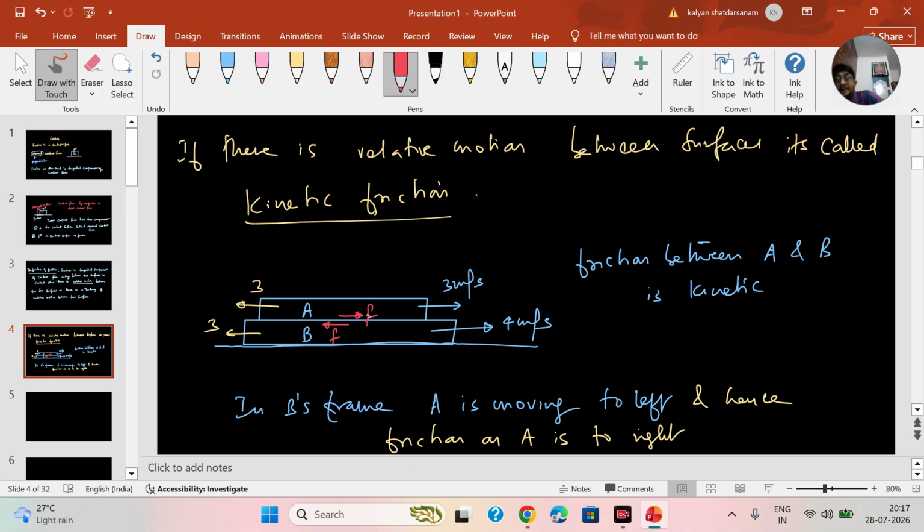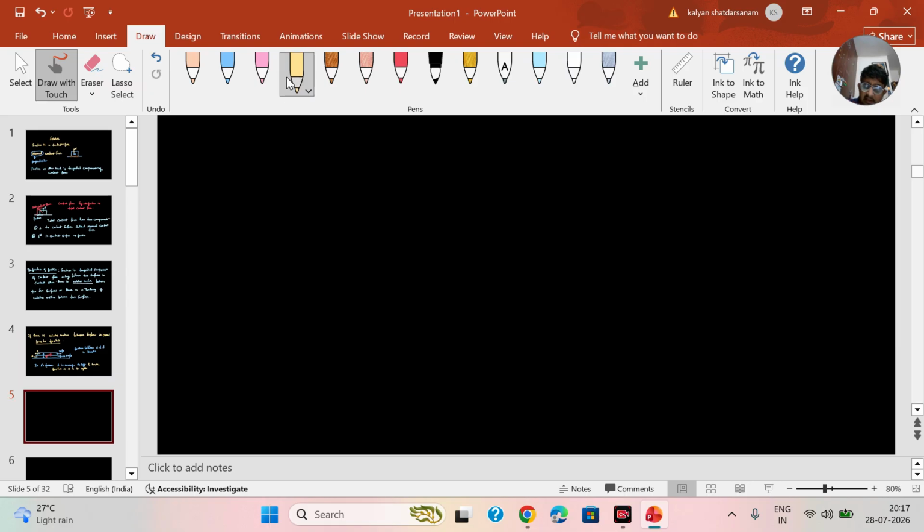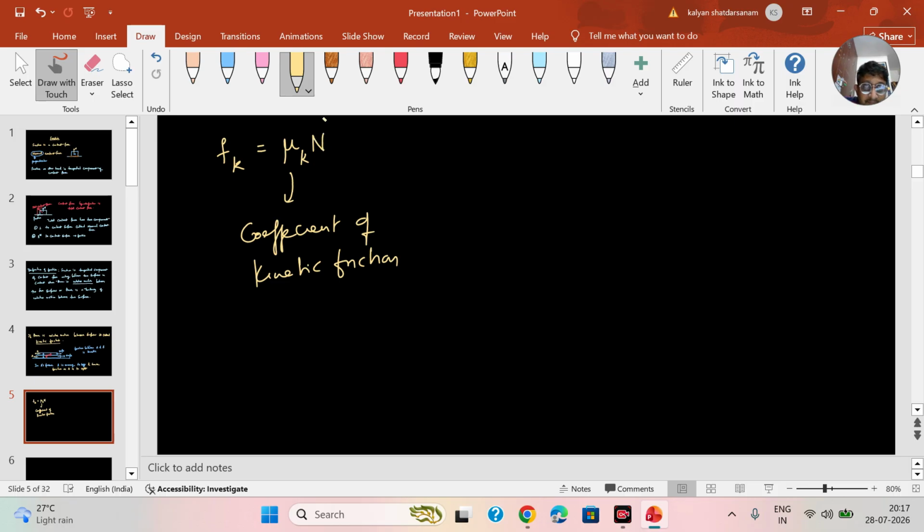Now what about the magnitude of kinetic friction? What is its value? It has a very simple theory. Kinetic friction value is given by a constant called mu, or sometimes written as mu k, called the coefficient of kinetic friction, multiplied by the normal contact force between the surfaces.